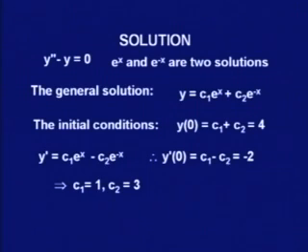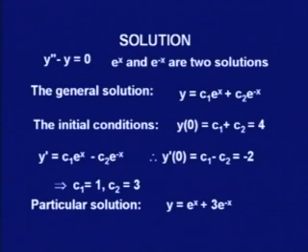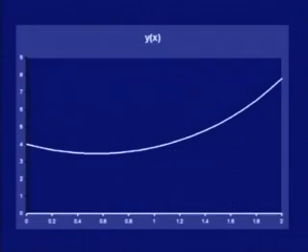So, what is the particular solution we have got? That y is equal to e to the power x plus 3 times e to the power minus x. That is, I have put the values of C1 and C2 in the general solution. We can see the graph of this function also. This is the graph of e to the power x plus 3 times e to the power minus x. We see that at 0, the value of this function is 4, and the slope at this point is negative, minus 2.